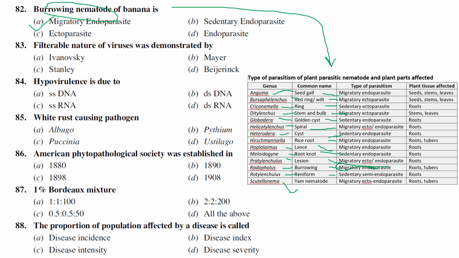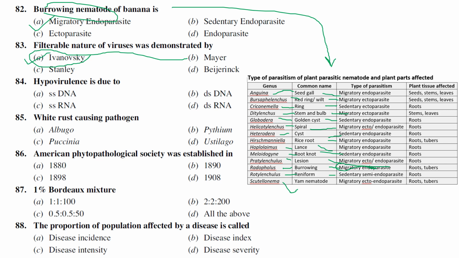So the next one is: the filterable nature of viruses was first demonstrated by whom? Actually, Mayer first thought that it was caused by bacteria. Later it was filtered by Ivanovsky, who showed that it is not caused by bacteria because the causal organism is smaller than bacteria. So this filterable nature of virus was demonstrated by Ivanovsky.